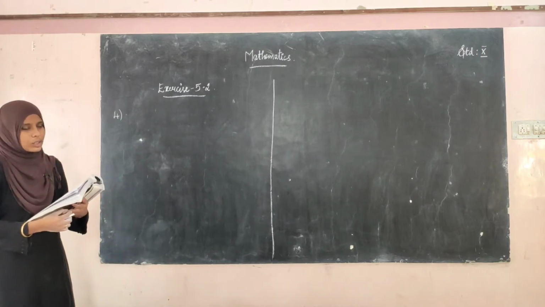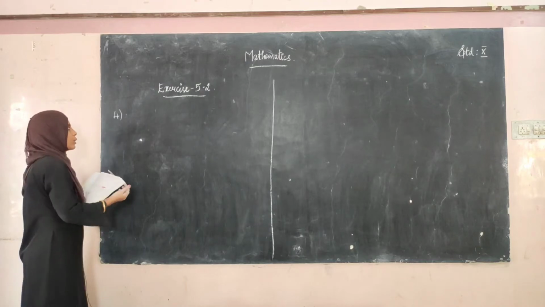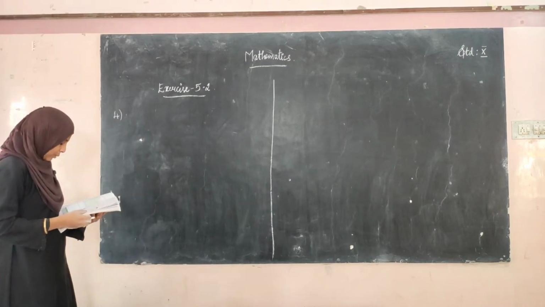So in today's class we are going to solve the sums in exercise 5.2. In the last class we have seen 3 sums, right? So in today's class it starts from the fourth sum.